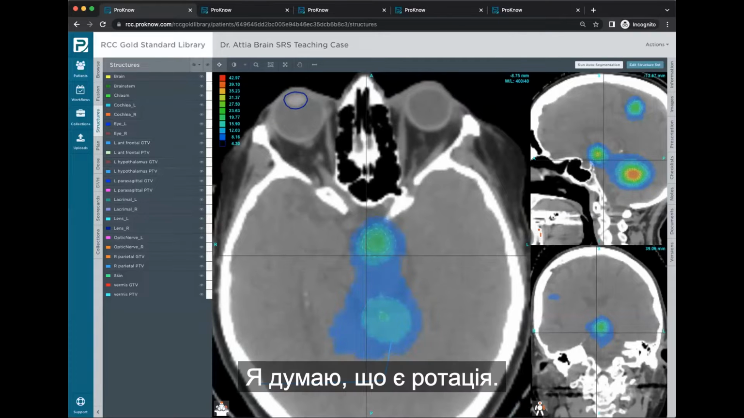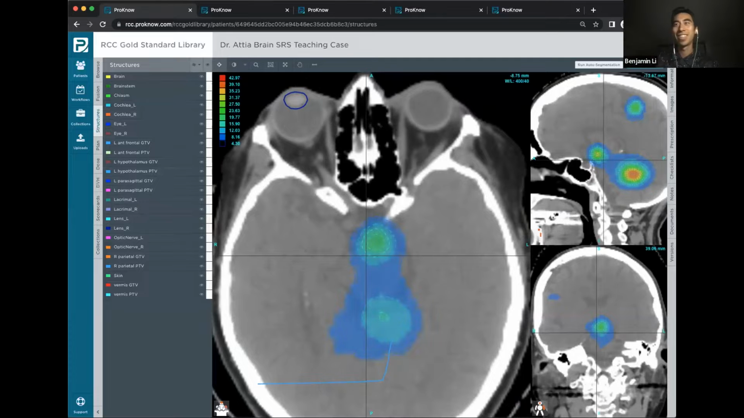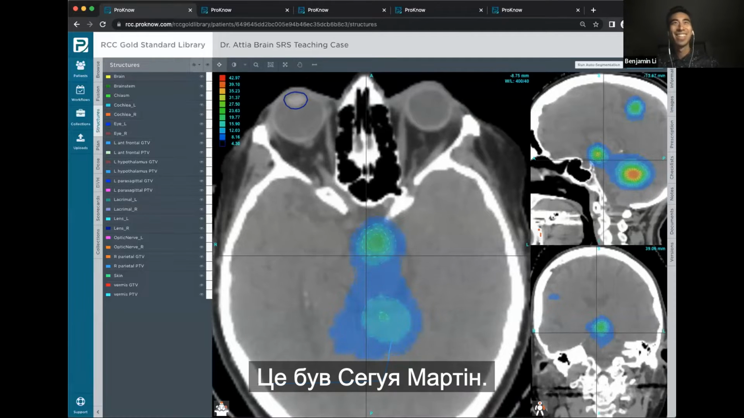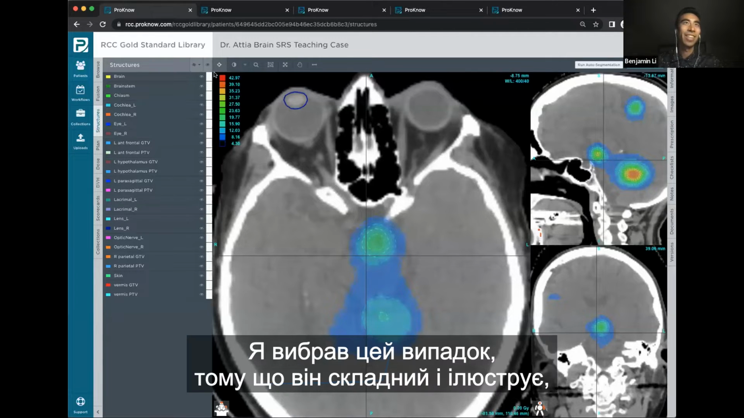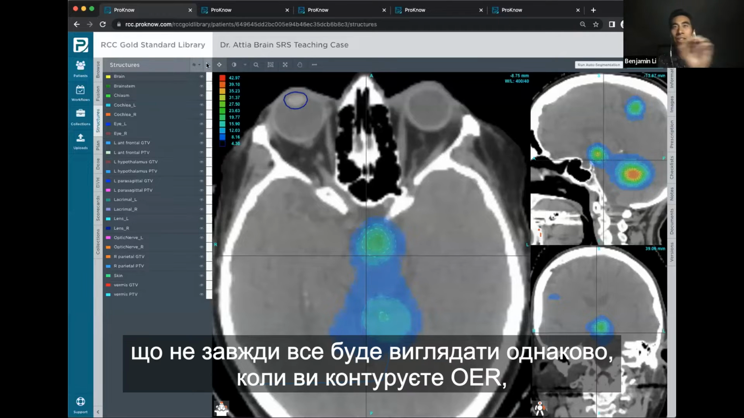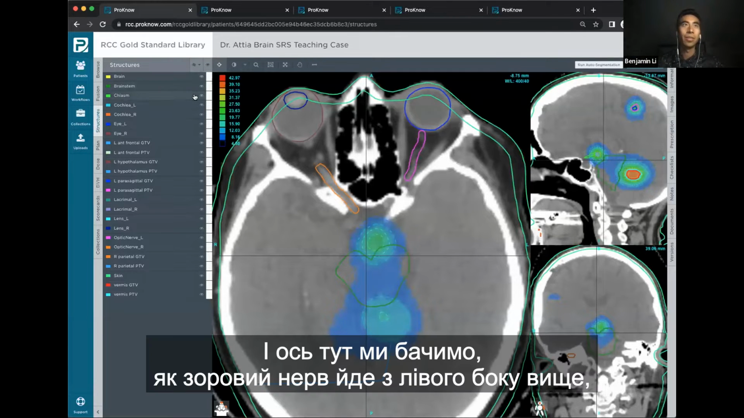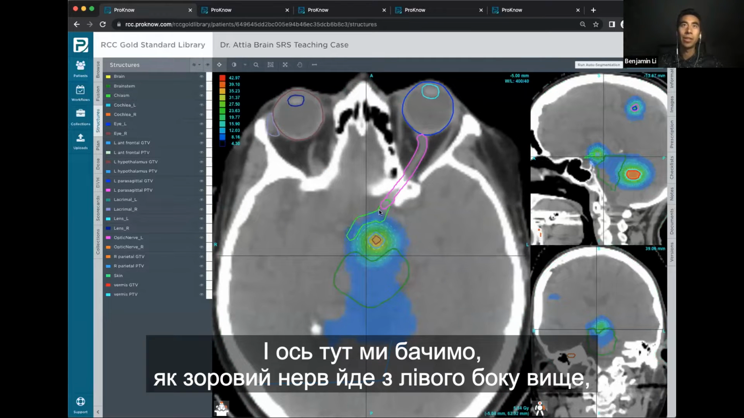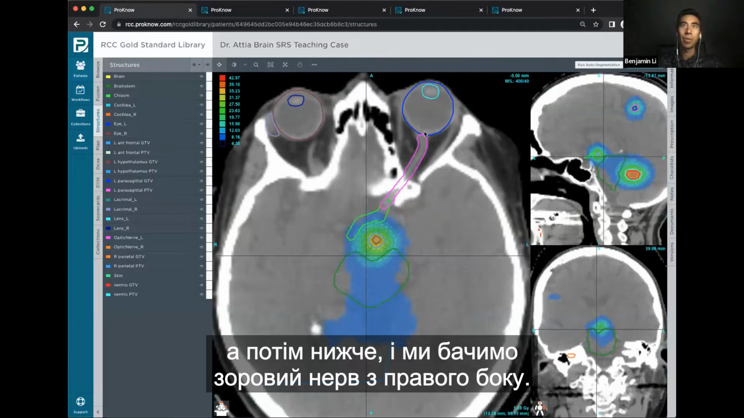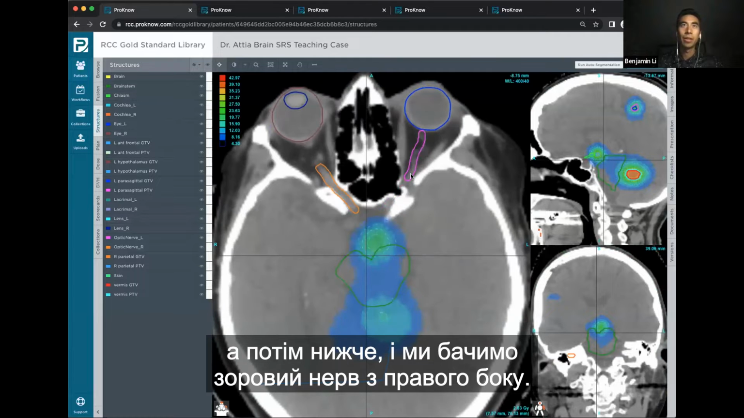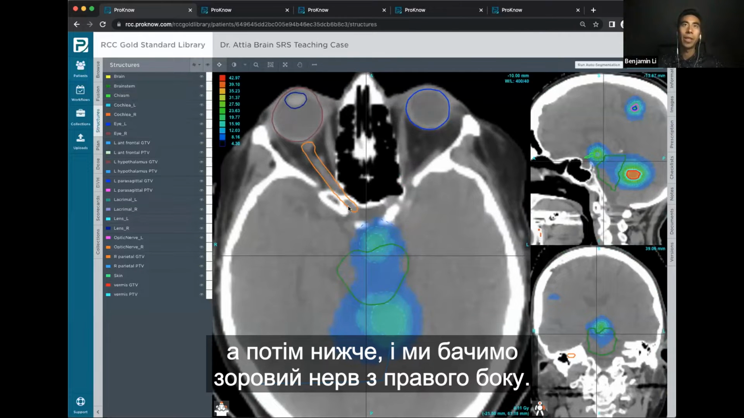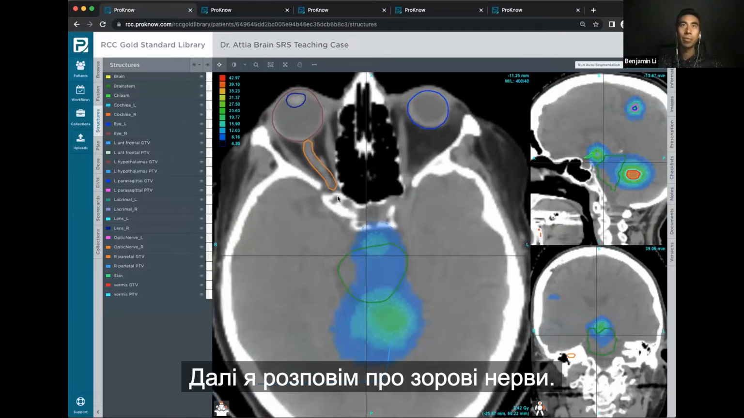I think there is rotation. Excellent. That was Seguya Martin. You're absolutely right. I chose this case because it's tricky and it illustrates that things are not always going to appear side by side when you're contouring your OARs if the patient is rotated. Here we can see, very challenging, how the optic nerve comes from the left side higher up, and then lower down we see the optic nerve on the right side. So I'm going to talk about the optic nerves next.